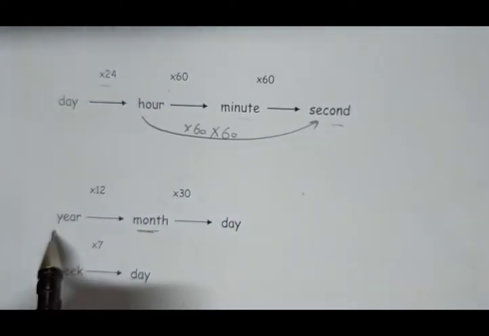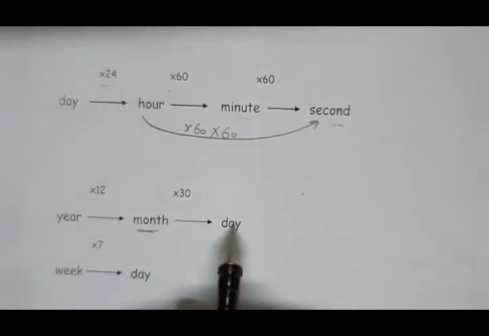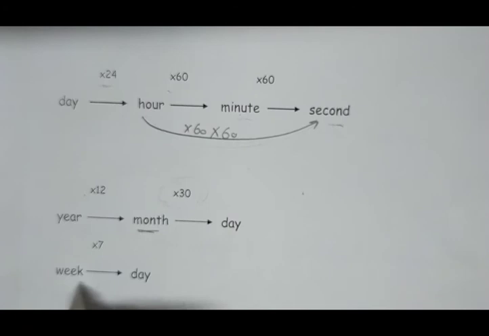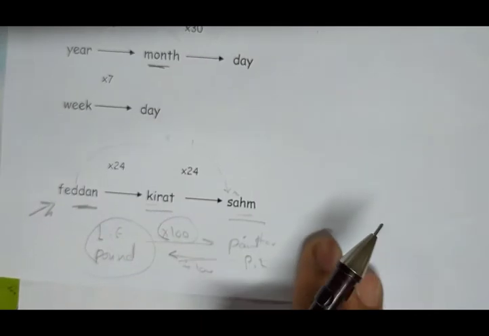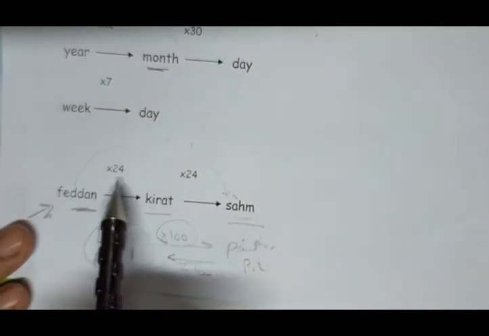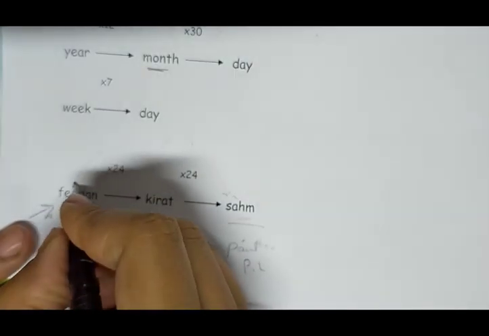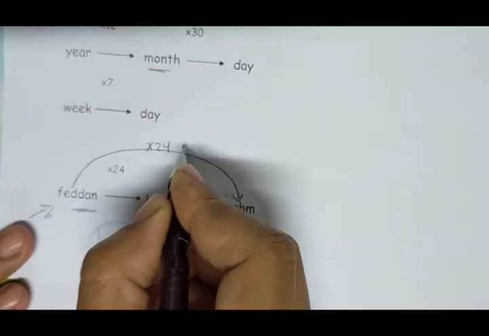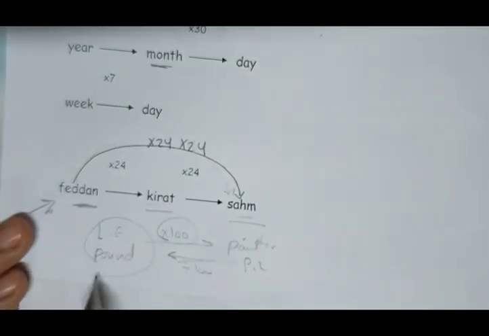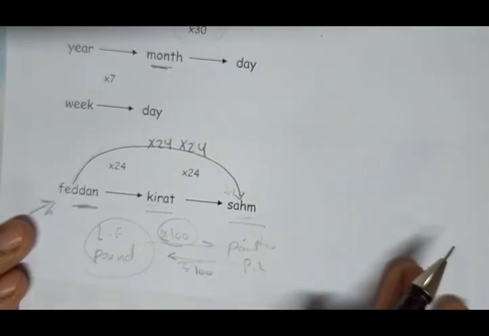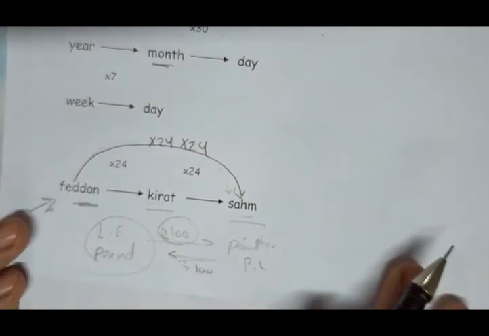To convert from year to month, times 12. From month to day, times 30. From week to days, times 7. From feddan to qirat, times 24. From qirat to sahm, times 24. To go directly from feddan to sahm, times 24 times 24. From pound or LE to piaster, times 100, and the opposite, divide by 100. See with me the next example in more detail.